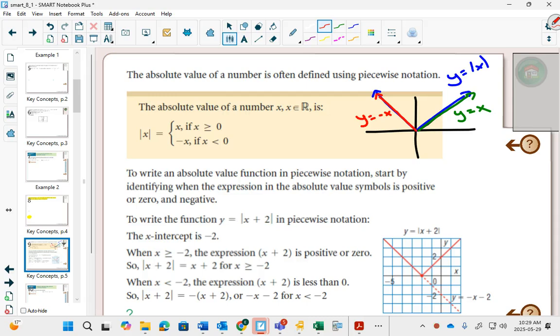And so the way that we write the absolute value in piecewise notation, we say it's equal to x whenever the x values are positive, and it's equal to negative x whenever the x values are negative.